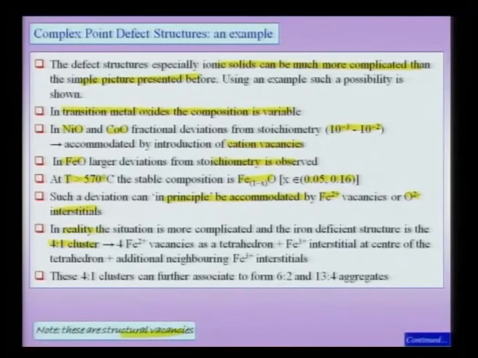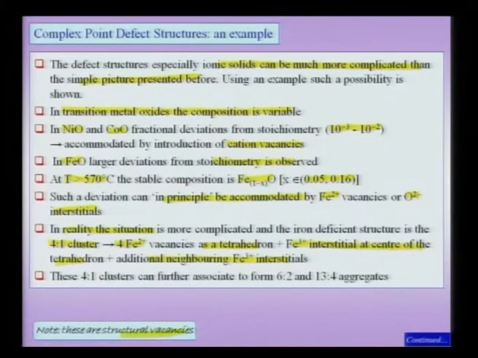The real picture, of course, is much more complicated than a simple cation vacancy or an anion interstitial, and the name typically given to it is a 4-1 cluster. So, the real situation is more complicated, and the defect which actually forms, which I will show in a picture in the next slide, is a 4-1 cluster, where 4 Fe2+ vacancies form a tetrahedron and an Fe3+ interstitial at the center of this tetrahedron is accommodated, and there are additional Fe3+ interstitials around this tetrahedral configuration. And the story does not end here.